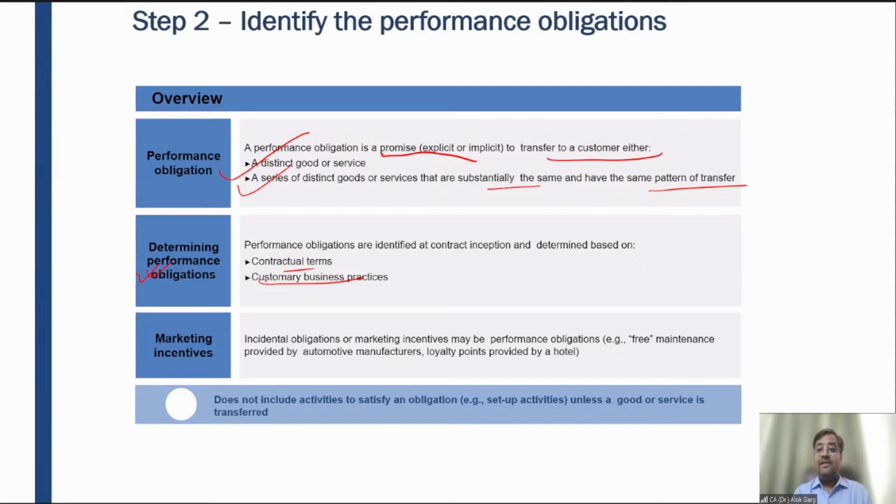Or in case of services, or in case of goods, a series of distinct goods or services that are substantially the same and have the same pattern of transfer, like newspaper, like security guard contract, like in the case of electricity companies, right? So you are getting electricity on a daily basis. Am I right? For example, today there is no electricity and there is a power cut in Delhi. I'm just taking an example.